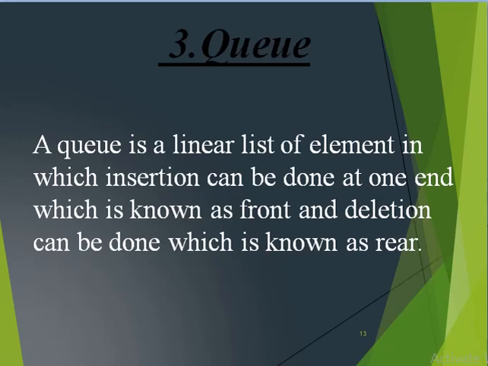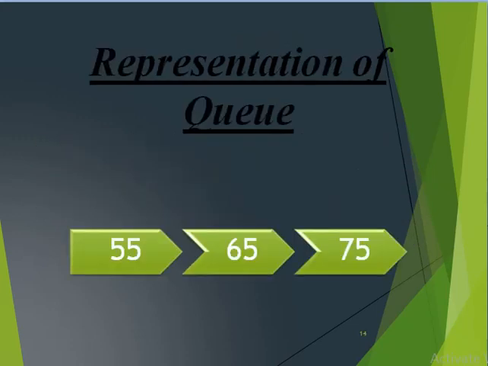Whatever element we are inserting from one end, the element will be deleted from the other end. The representation of a queue is like this: 75 is entered first into the queue, then 65, then 55, and so on. Deletion takes place from the front end, so 75 will exit first, then 65, then 55, and so on.